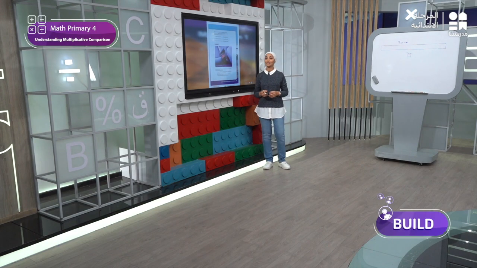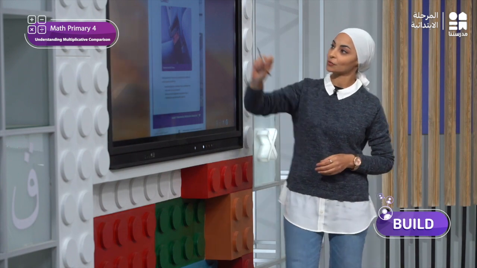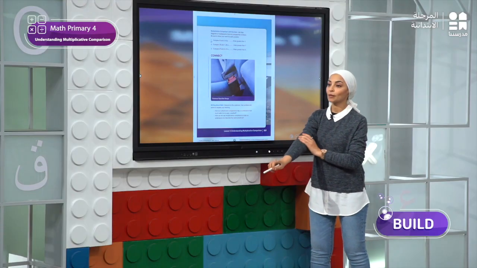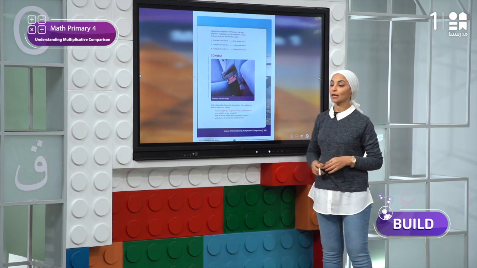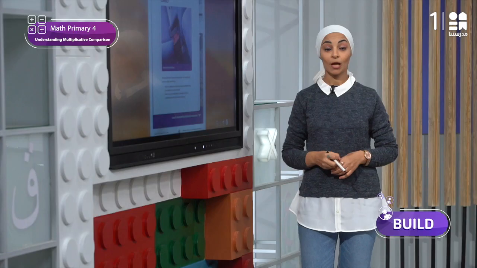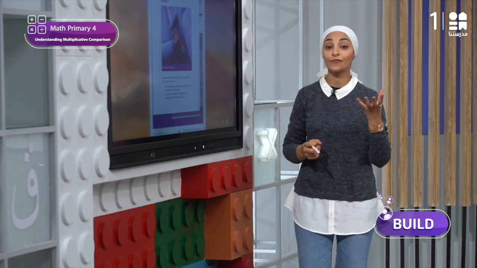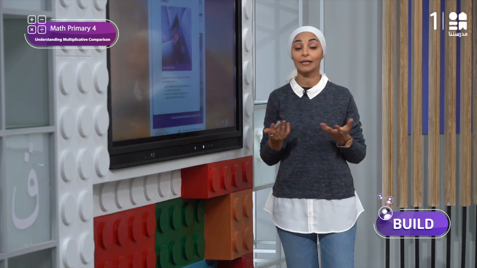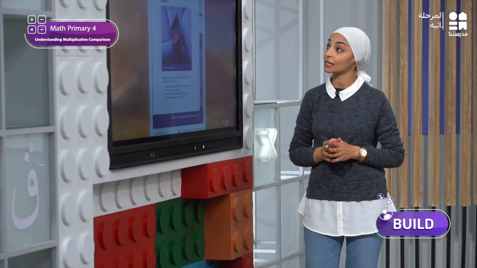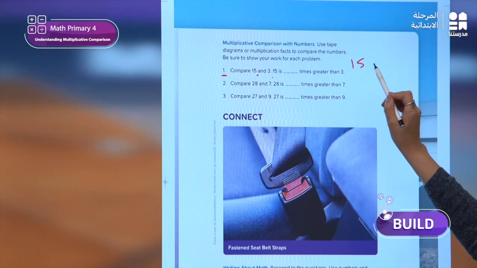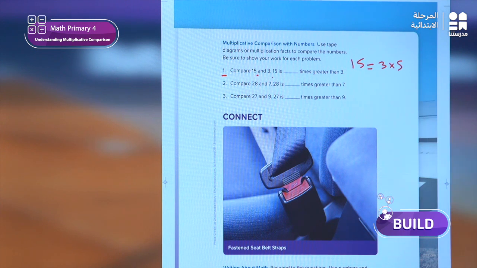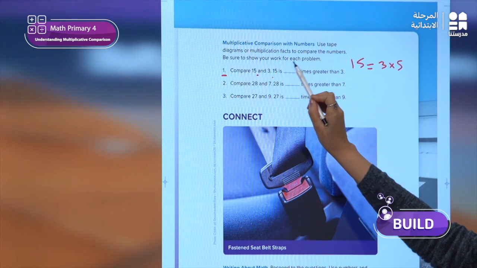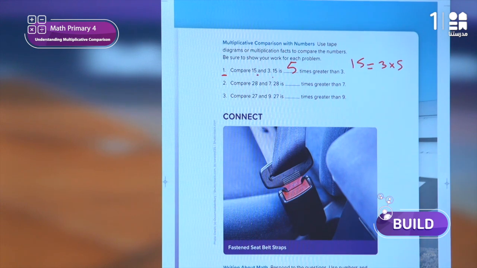And now, let's review your answers all together. In problem number 1, as you see here, he wants me to compare 15 and 3. We can say that 15 is 5 times greater than 3. Why do I say that? Because 15 equals what? Yes, 3 times 5. That's why 15 is 5 times greater than 3.